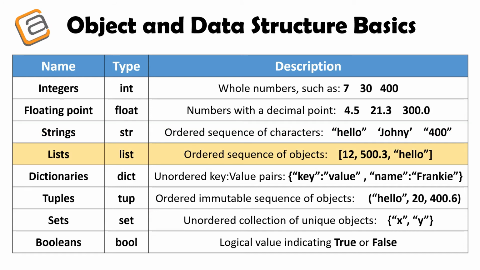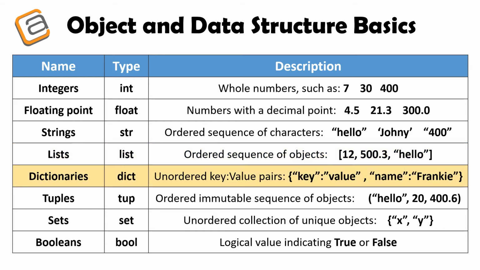Then we come to data structures. And data structures are a little more specialized than basic data types and data objects. Because they can actually hold data objects in some sort of sequence or in some sort of mapping. So here we have lists. And these are ordered sequences of objects. Here we can see that we've been able to use square brackets and commas to have a sequence of other objects, such as the number 12. And the number 500.3. And then the string hello.